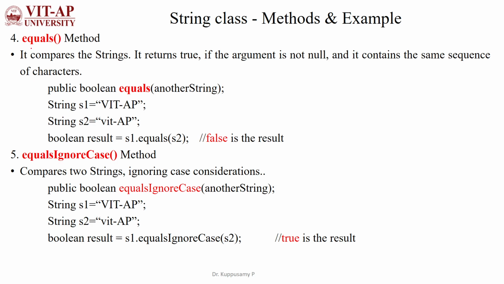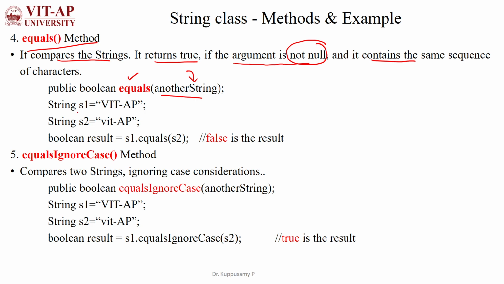Another method is the equals method in the String class. It compares two strings. When both are matching then it returns true, otherwise it returns false. That is the thing, right? For that, the argument should not be null. Null means empty, right? It should not be empty, it should contain the same sequence of characters, and only then will it return true.